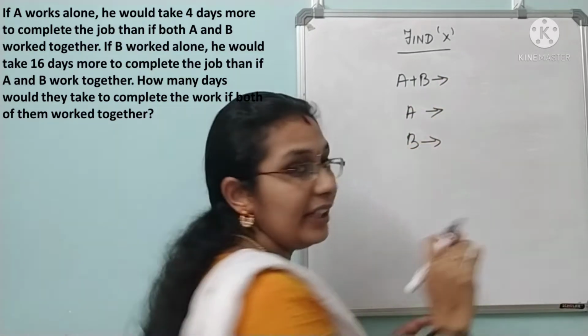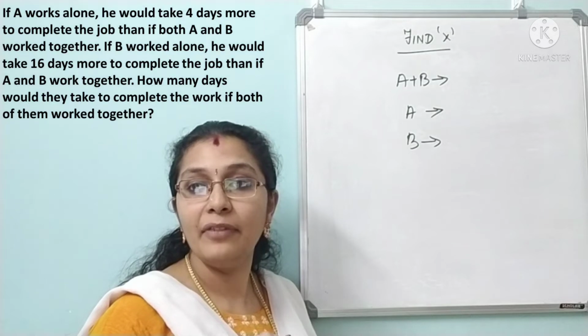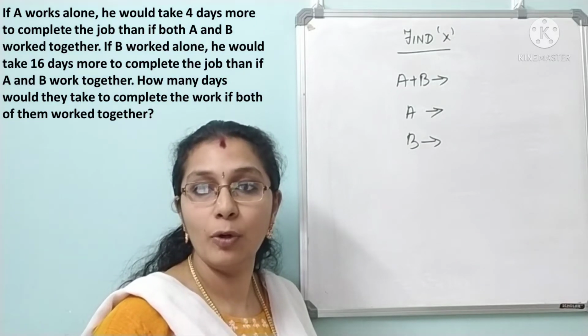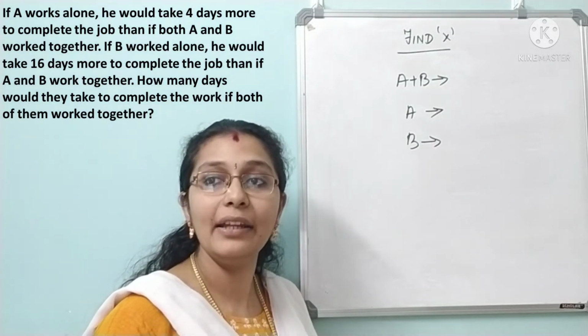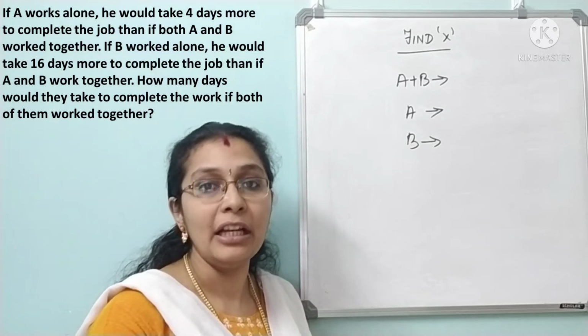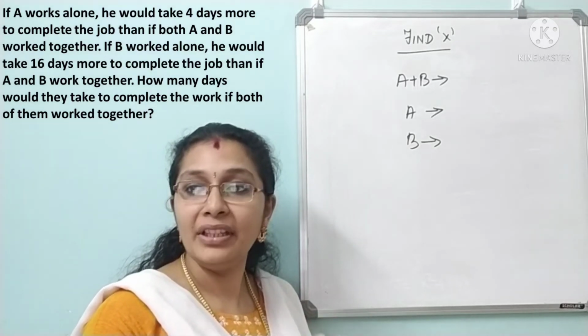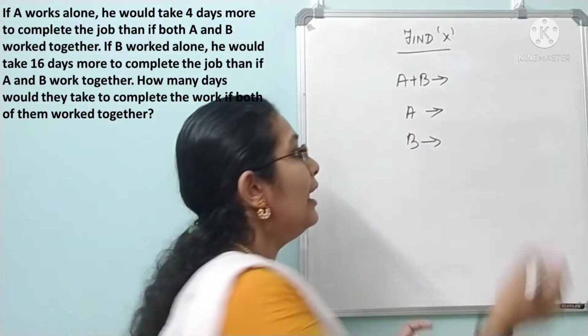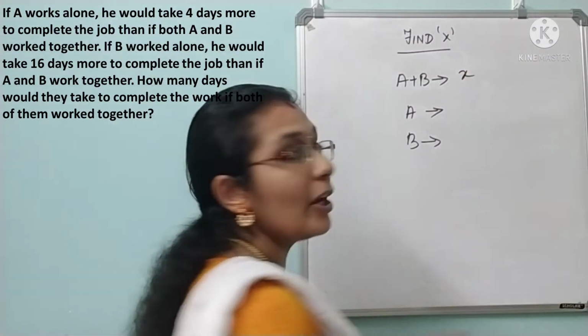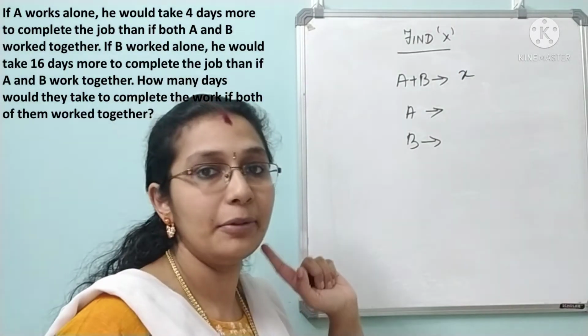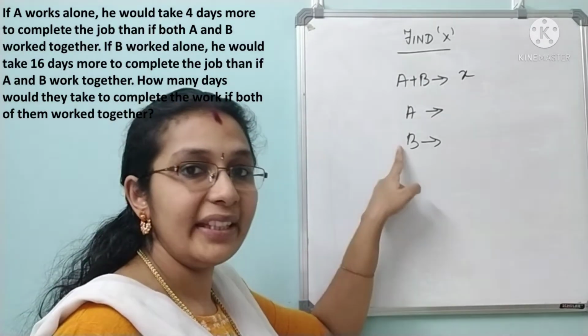Now, I'll read the question again. If A works alone, he would take 4 days more to complete the job than if both A and B work together. So here A and B, how many days they are working, they haven't given. Let us consider it to be X. Always remember this is the order you will have to write: A plus B on top, then A, then B.